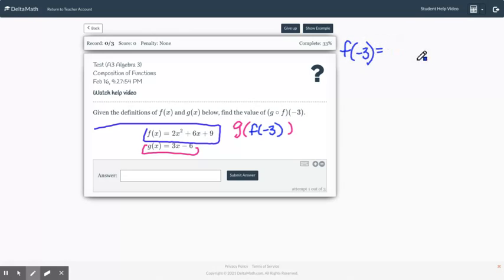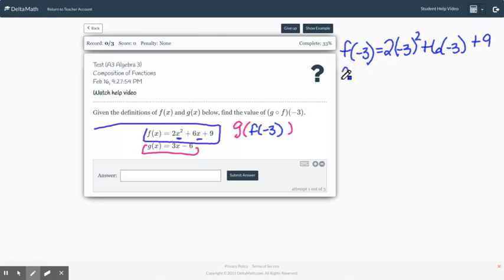Now to find f of negative 3, I'm going to go to the f function and replace all the x's with a negative 3. So to do that, I'm going to copy down my f function, but instead of an x, I'll put a parentheses. So instead of 2x squared, I have 2 parentheses squared plus 6 parentheses plus 9. So then I can find f of negative 3 by substituting in a negative 3 for each part.